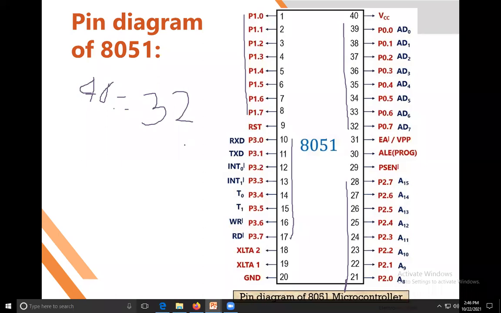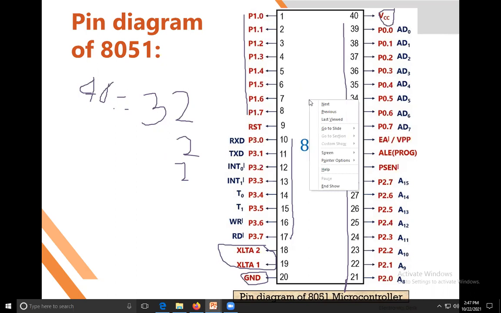How many remain? 8 pins. One pin, pin 20, is for ground, and one pin is VCC. Then 2 pins are for the crystal oscillator. So only 4 pins are remaining, and you know the working of these 4 pins. This is the 1st pin, the 2nd pin, the 3rd pin, and reset is the 4th pin.